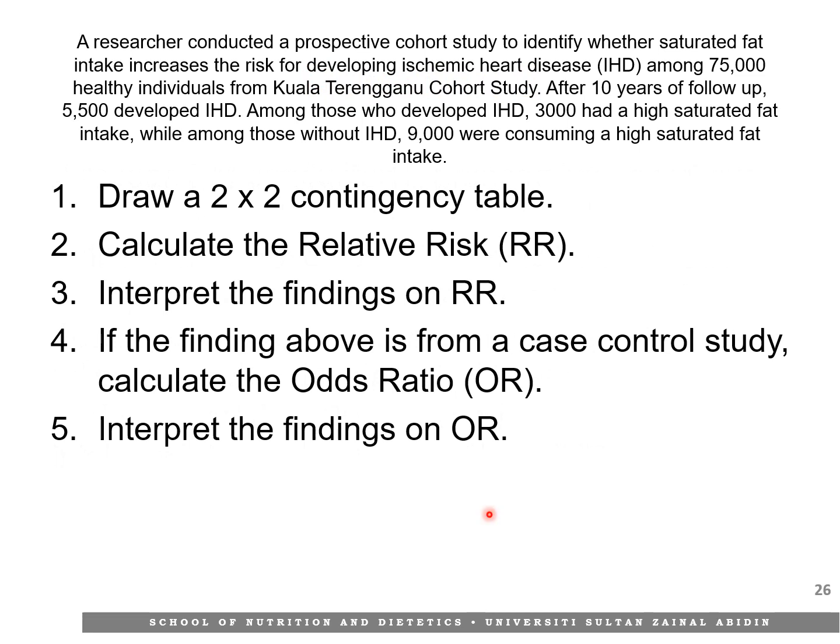The question is, draw a 2 by 2 contingency table from the situation provided. Second, calculate the relative risk and interpret the findings of relative risk. The next question asks us if the finding above is from a case control study, calculate the odds ratio and interpret the findings on odds ratio.